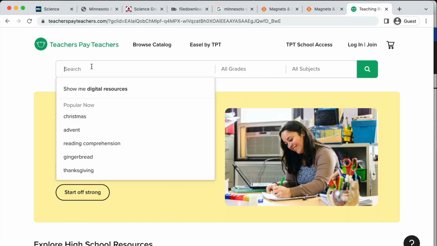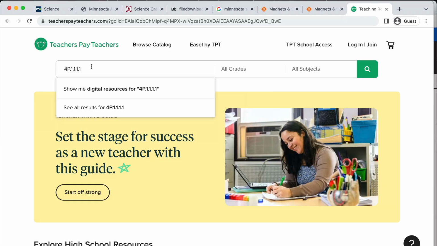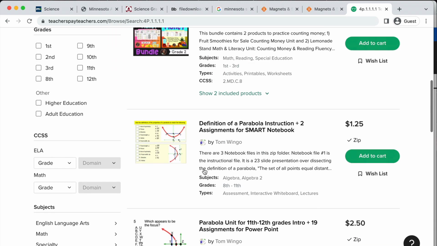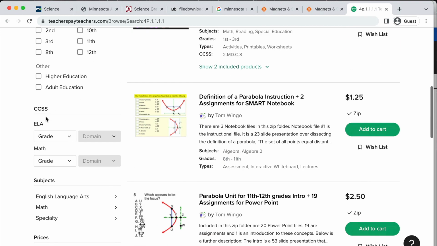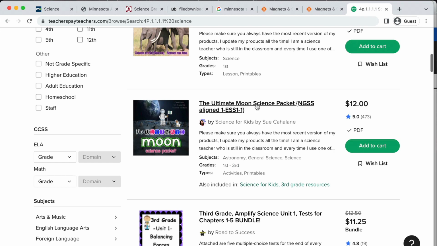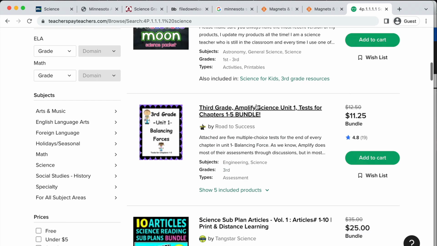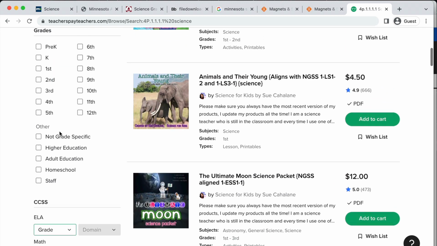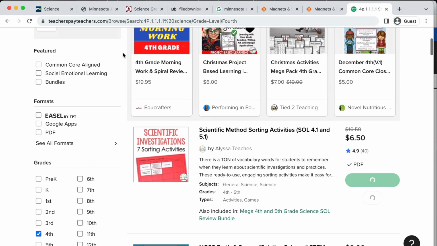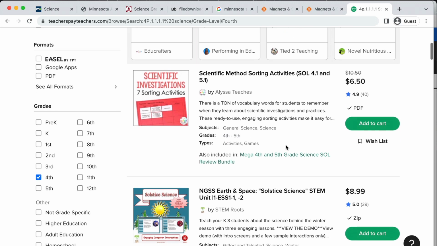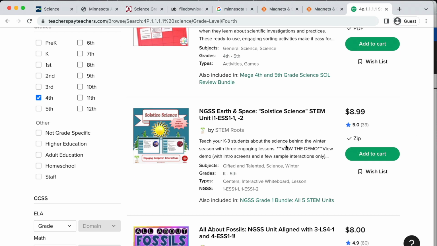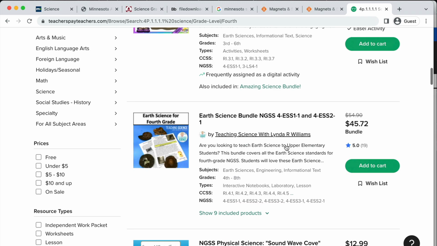So I'm here on Teachers Pay Teachers, and I am just going to put the standard. Let's see what comes up for 4P.1. Maybe I should say science. So I'm going to look up science. I want to look for something that's 4th grade that has to do with magnets. So I'm going to click on 4th grade on the left side. Here it says scientific method sorting activities. They have some other stuff, like Earth and space, but I'm not finding what I want.